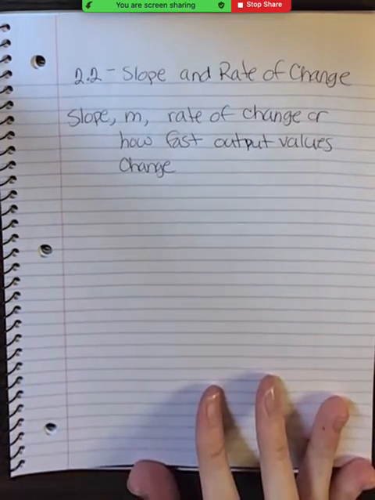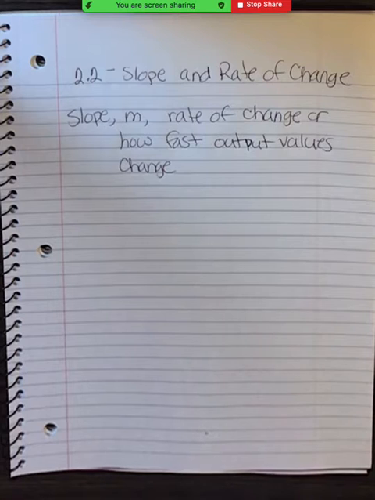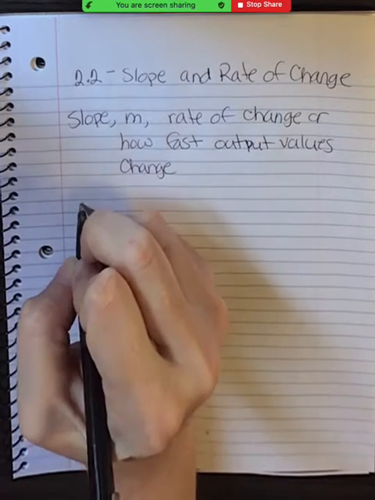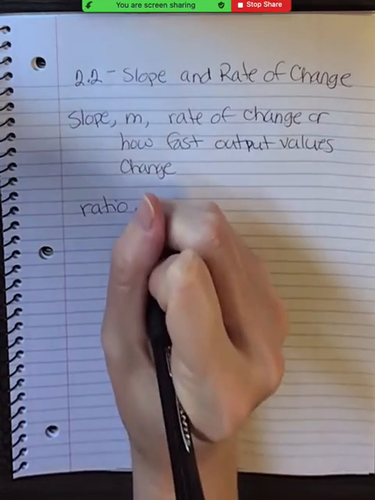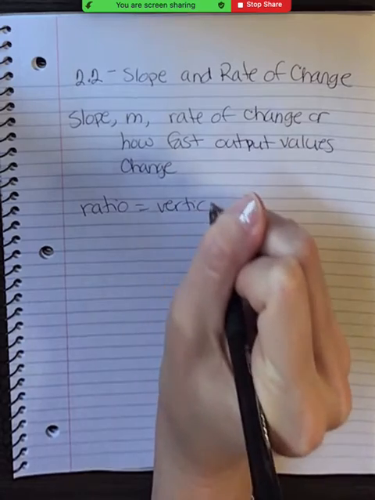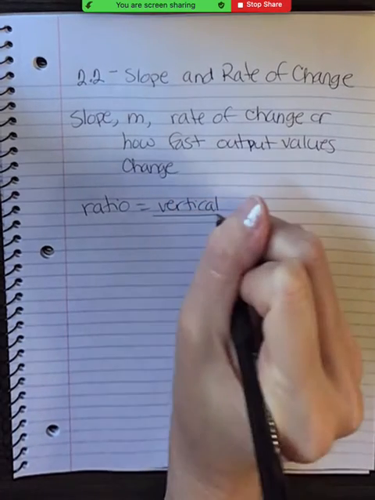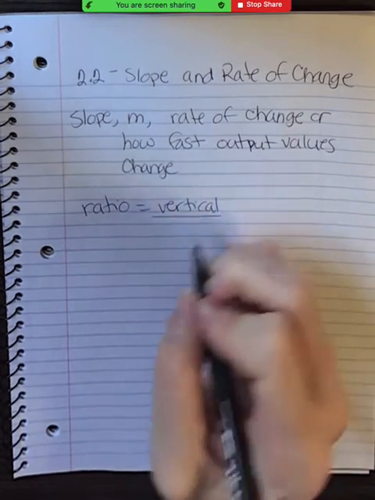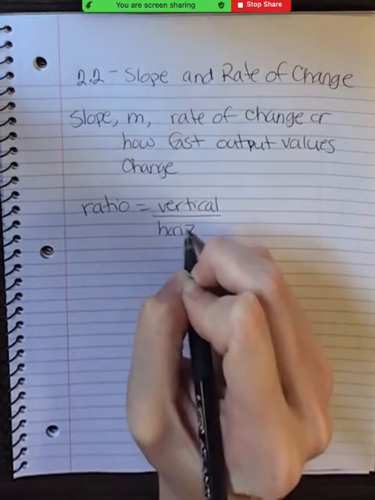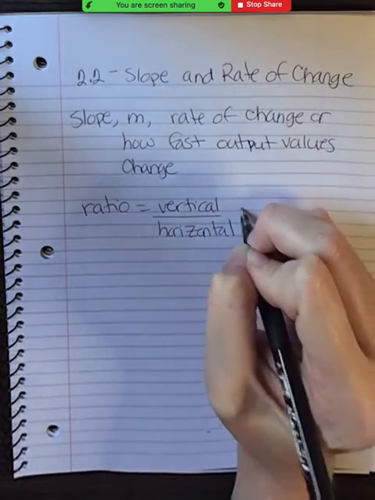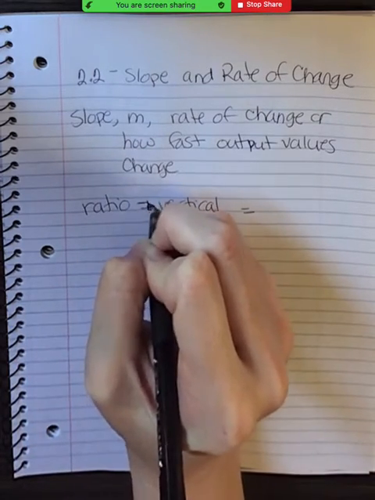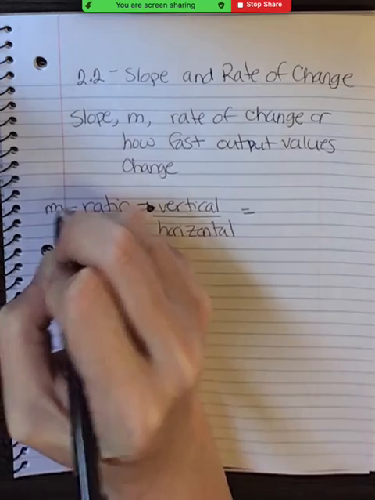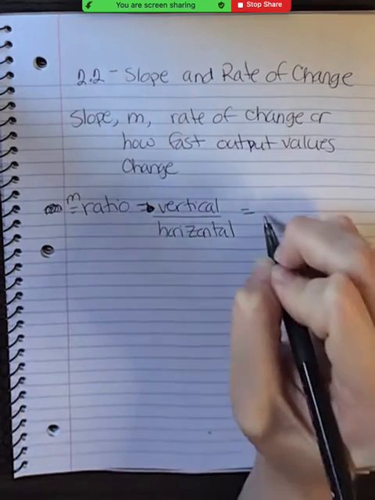Okay. We can define or describe slope as a ratio of the vertical change over the horizontal change. Or you can describe it as rise over run.